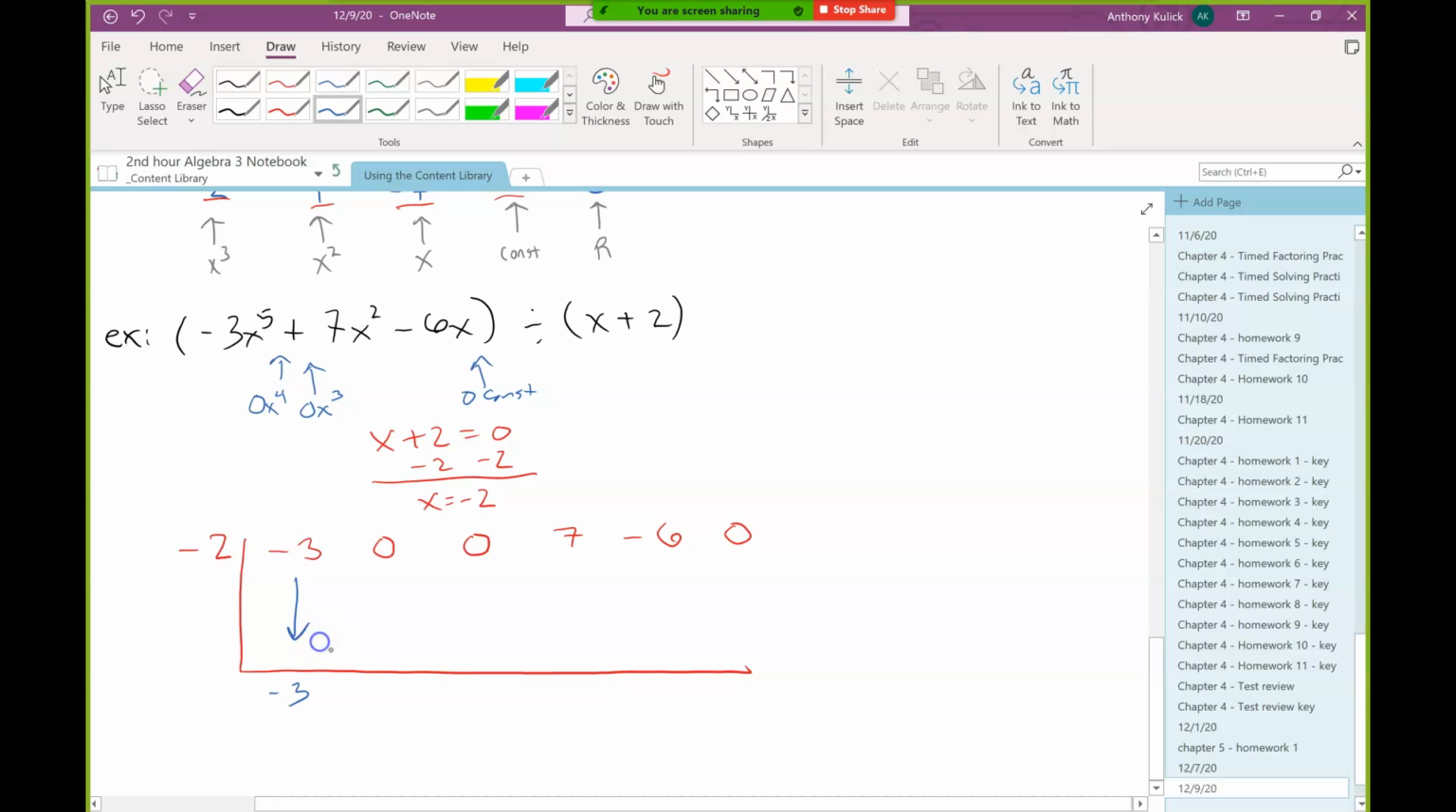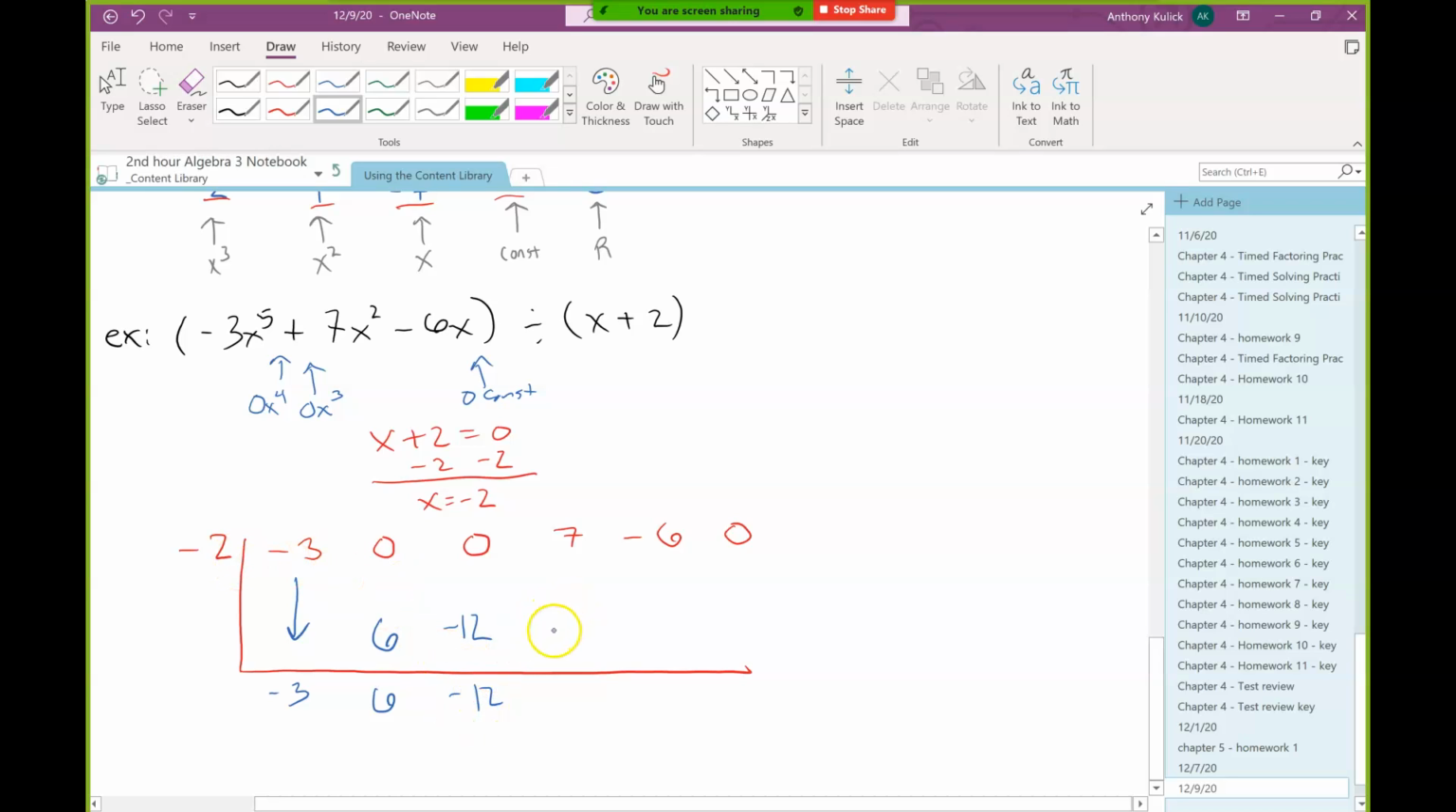So, first step is we bring down that very first number. We do negative 2 times negative 3. Write our answer in the next spot and add down. Then negative 2 times positive 6 is negative 12. And then we add down.